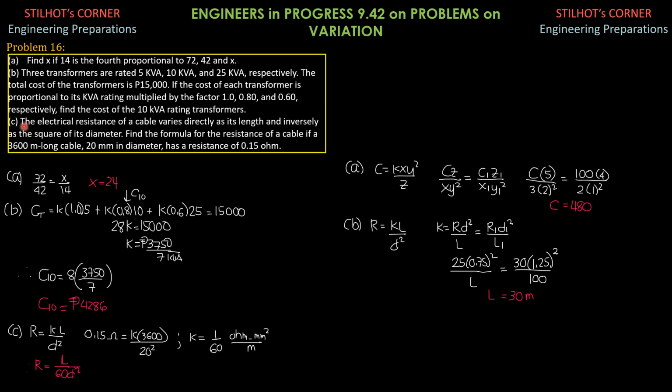Then 16C, the electrical resistance of a cable varies directly as its length and inversely as the square of its diameter. So if we write the equation, resistance R is equal to K times length divided by diameter square. Find the formula for the resistance of a cable if a 3,600 meter long cable 20 millimeters in diameter has a resistance of 0.15 ohm.